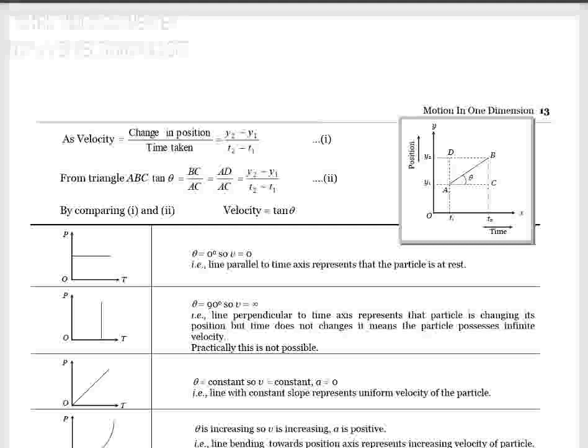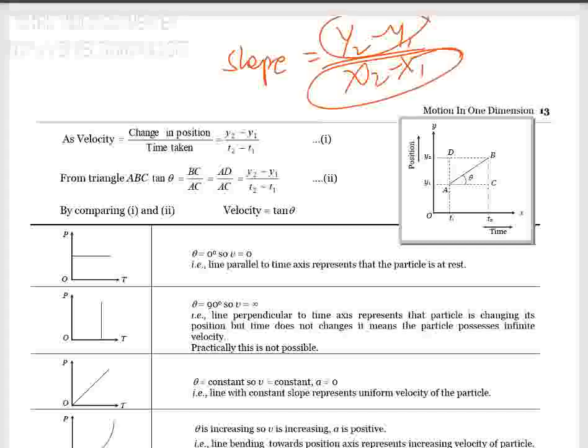To calculate the velocity, we will take the slope. According to your mathematics knowledge, slope is equal to y2 minus y1 over x2 minus x1. In y, here we have position, and in x, we have time. Therefore, s2 minus s1 over t2 minus t1 is the equation which we use to determine the velocity. The slope of the graph in a position time or displacement time graph gives us the velocity of the motion or the object.